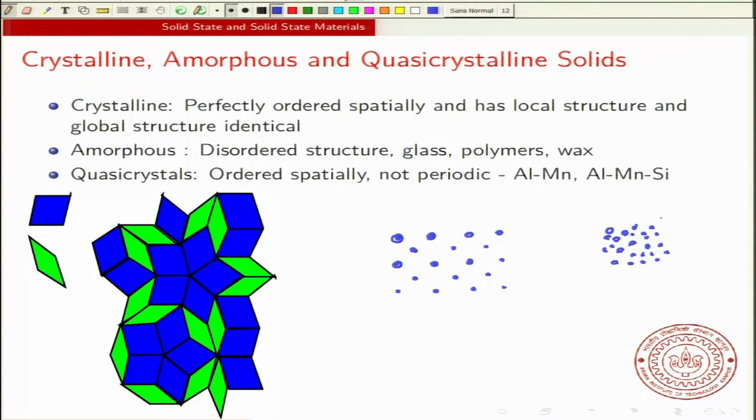Some examples of amorphous solids are glasses. You can have polymeric solids. You can have, for example, wax, which is an amorphous solid. You can have several different examples of amorphous solids. Typically, these amorphous solids collapse into powders, and you cannot form big crystals with them. A third, relatively recent discovery is that of quasicrystals. These were discovered around 1980.